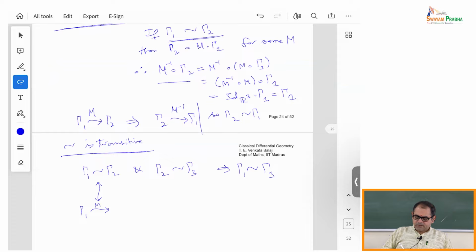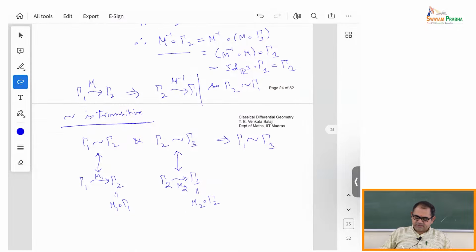And gamma 1 related to gamma 2 is the same as saying that gamma 1, you apply m1 and you get gamma 2. That is, gamma 2 is m1 circle gamma 1. And gamma 2 related to gamma 3 means I can move gamma 2 to gamma 3 by an m2, and that means gamma 3 is just m2 circle gamma 2. Now if you look at the right side, gamma 3 is m2 circle gamma 2, and gamma 2 itself is m1 circle gamma 1, so I can plug it in here.